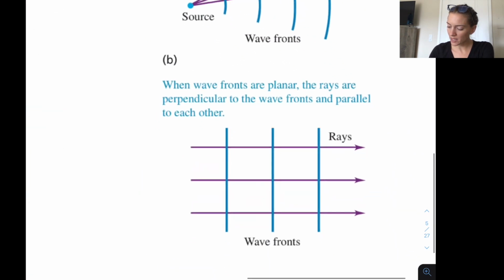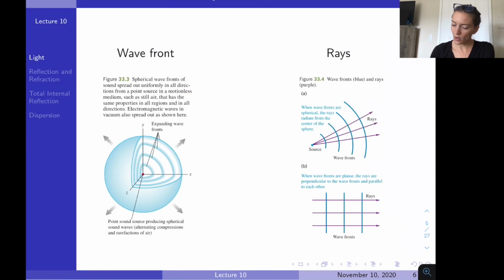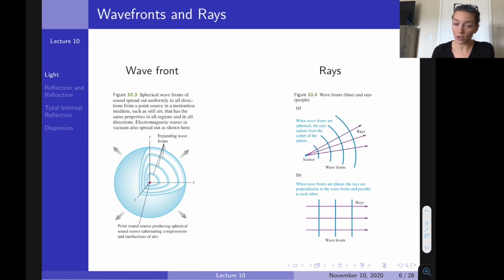Then here we have plane waves, and this blue line represents our wavefront, and the rays again are just perpendicular to that and go straight. Okay, so that's wavefronts and rays. We're going to be talking about rays a lot, especially when we do lenses and get more into optics. We're going to be using exclusively rays.